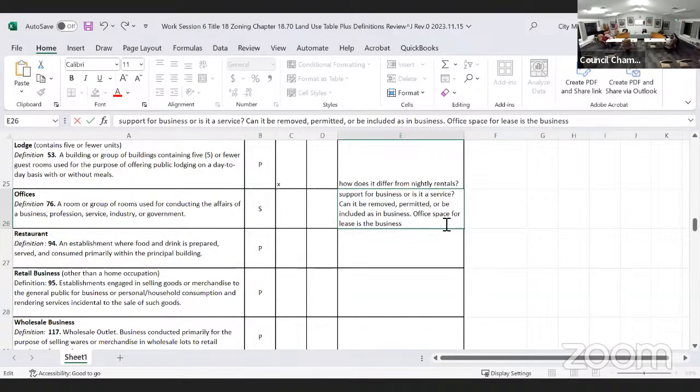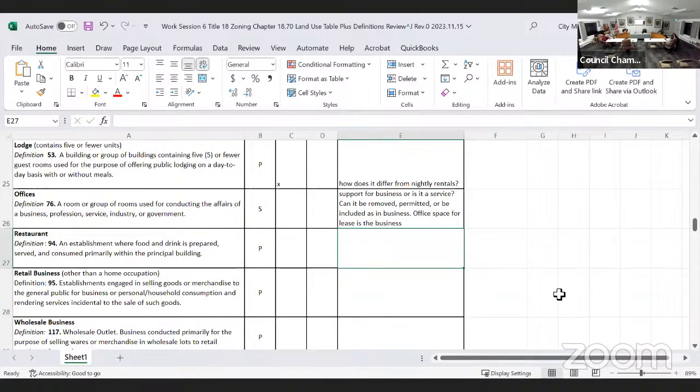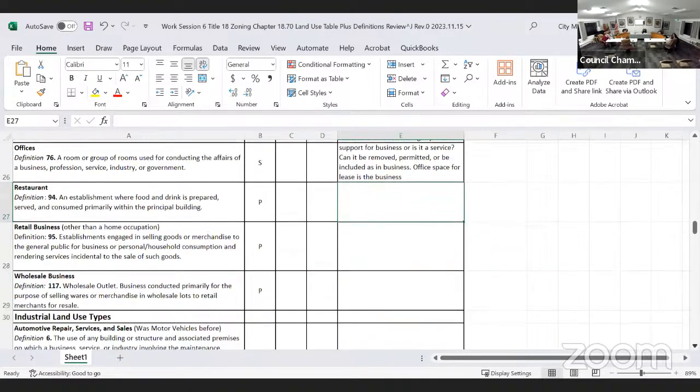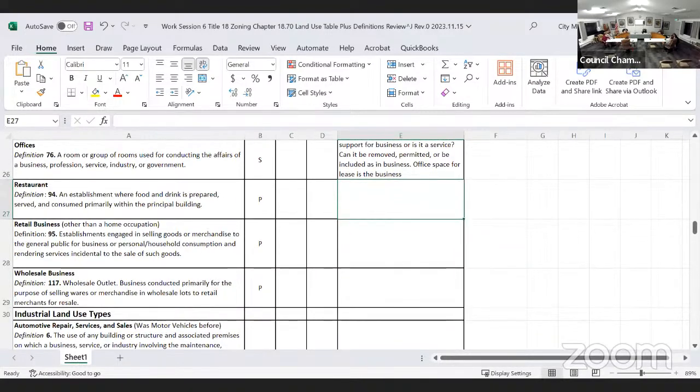Anything else for offices? Okay, and moving down to restaurant: an establishment where food and drink is prepared, served, and consumed primarily within the principal building. And it's a permitted use.